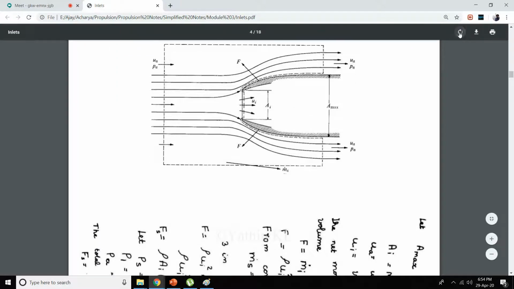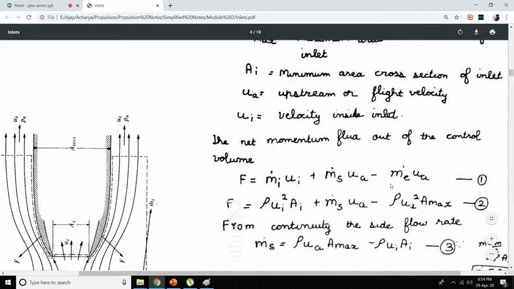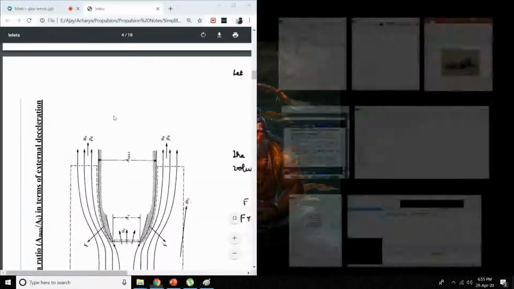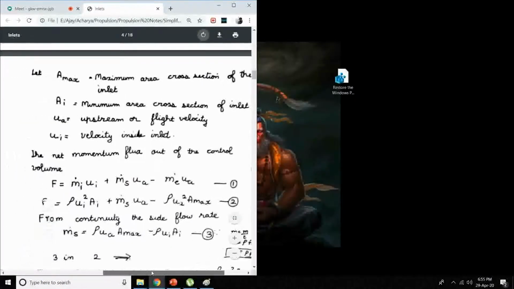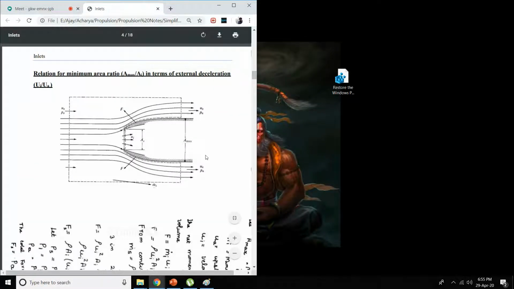Now I wanted to write this with a pen. Anyways, it's okay, I'll just explain it here. You guys have a book and then take this diagram first.